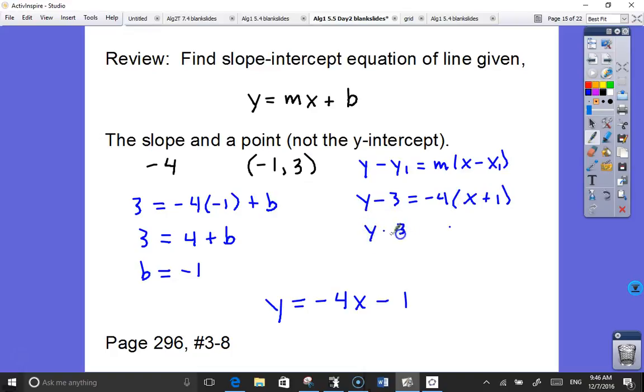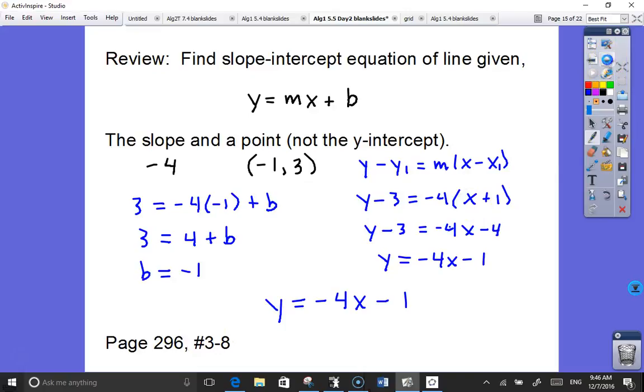y minus 3 equals -4x minus 4. Add 3 to both sides. y equals -4x minus 1. You get to the same place. Again, these problems, page 296, 3 through 8.